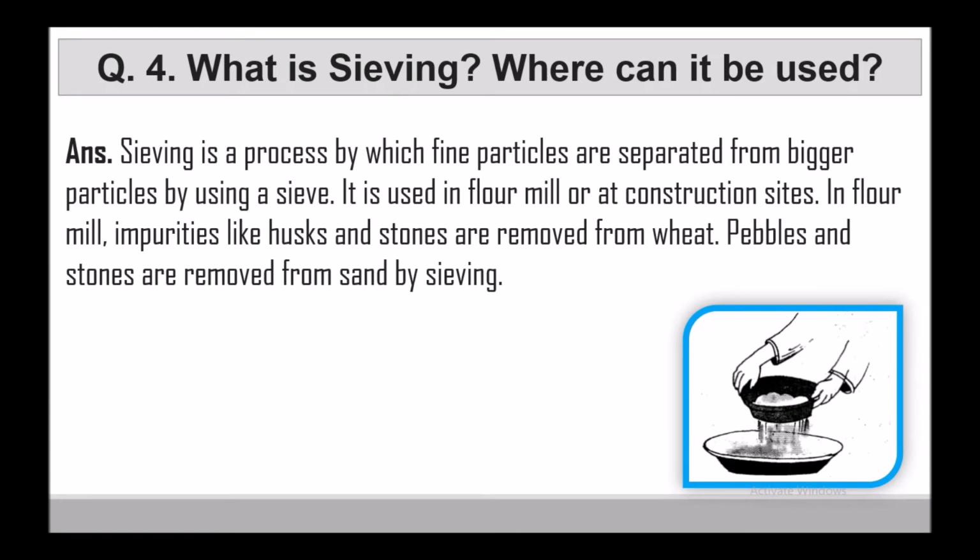Fourth question, what is sieving? Where can it be used? Sieving is a process by which fine particles are separated from bigger particles by using a sieve. It is used in a flour mill or at a construction site. In a flour mill, impurities like husk and stones are removed from wheat. Pebbles and stones are removed from sand by sieving.